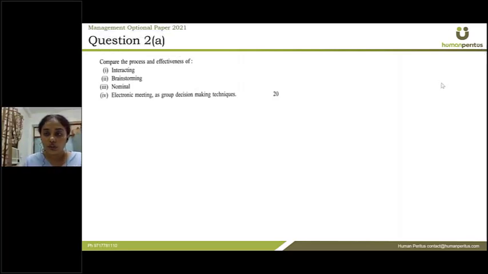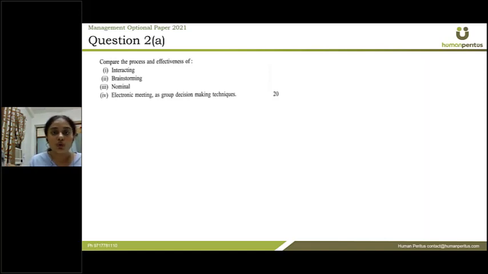Moving on to the next question, which is from the topic of group decision making. Let's go through the question. Compare the process and effectiveness of first, interacting, brainstorming, nominal, electronic meeting as group decision making techniques.